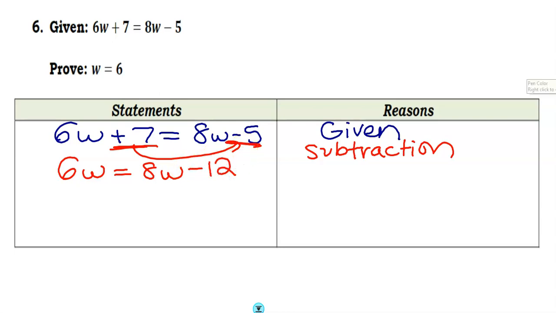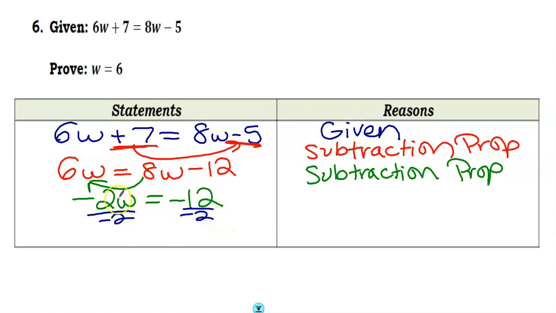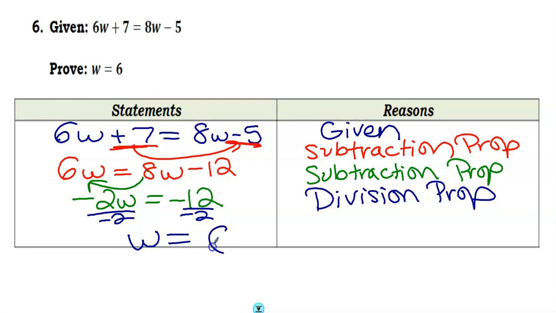Okay? And then from here, what do you guys want to do? So I need to get the w's together. So if it's 8w, I'm going to move this over this way. So that's subtraction property also. Okay, so lots of writing for this unit. So subtract 8, and that's negative 2w equals negative 12. Okay, all right, what's my last step? Well, how is negative 2 attached? Well, it's multiplying. So what's the opposite of multiplying? Dividing. So I'm going to use the division property. I'm going to get w equals 6.